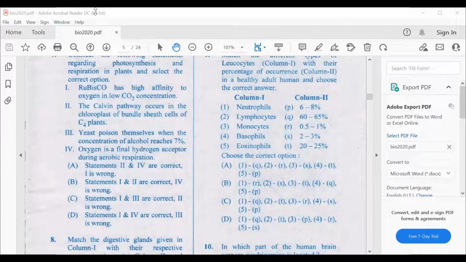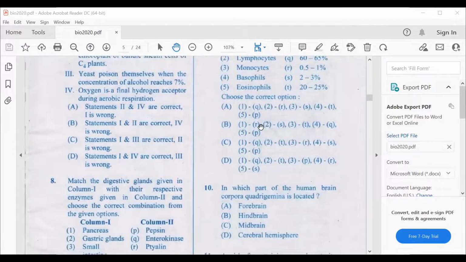Okay, the right answer here is: first one codes for Q, 60 to 65%. Second one codes for T, that is 20 to 25%. Monocytes code for 6 to 8%. Then basophils 0.5 to 1%. Eosinophils 2 to 3%. So option D is the right answer. Who answered it correctly? Vani KS answered it and Tasmia answered it. Option D is the right answer.